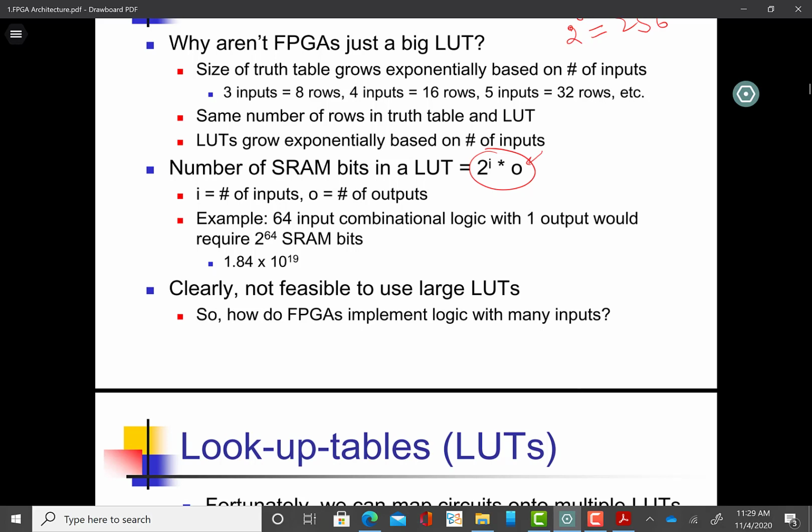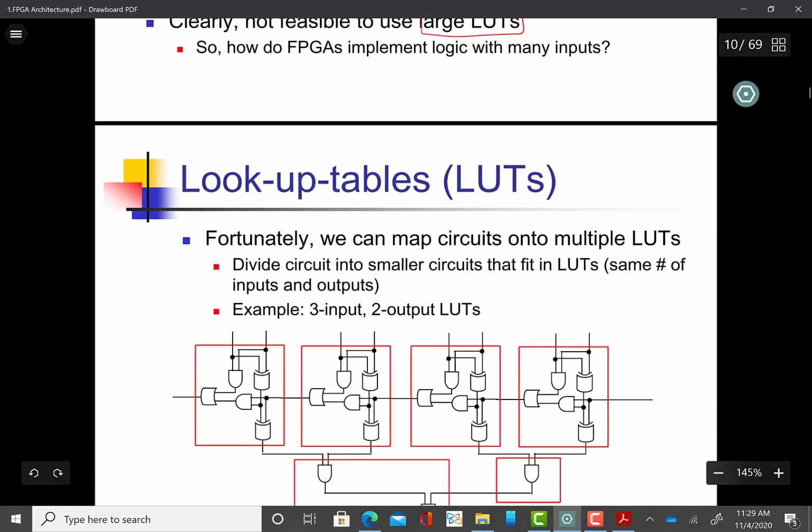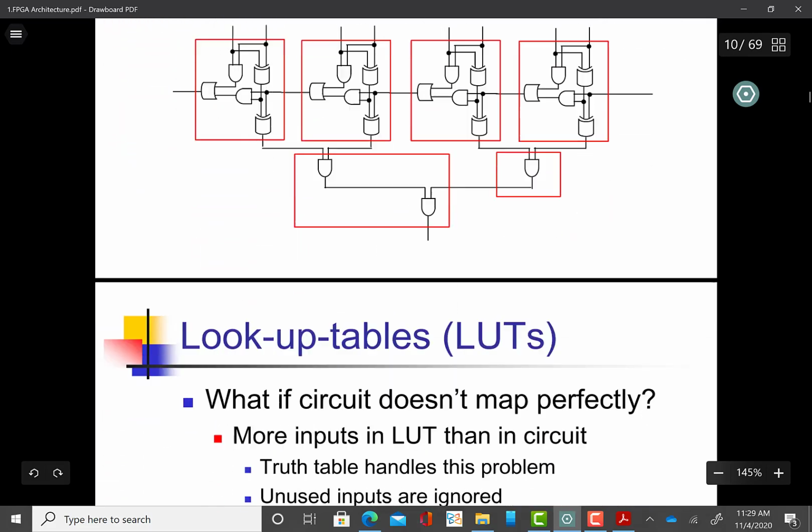So for example, a 64 input combinational logic with 1 output will require 2 raised to the power 64 SRAM cells, which is 1.84 multiplied by 10 raised to the power 19. This is huge. Okay, so clearly it's not feasible to use large LUTs, and that's why FPGAs have smaller lookup tables.